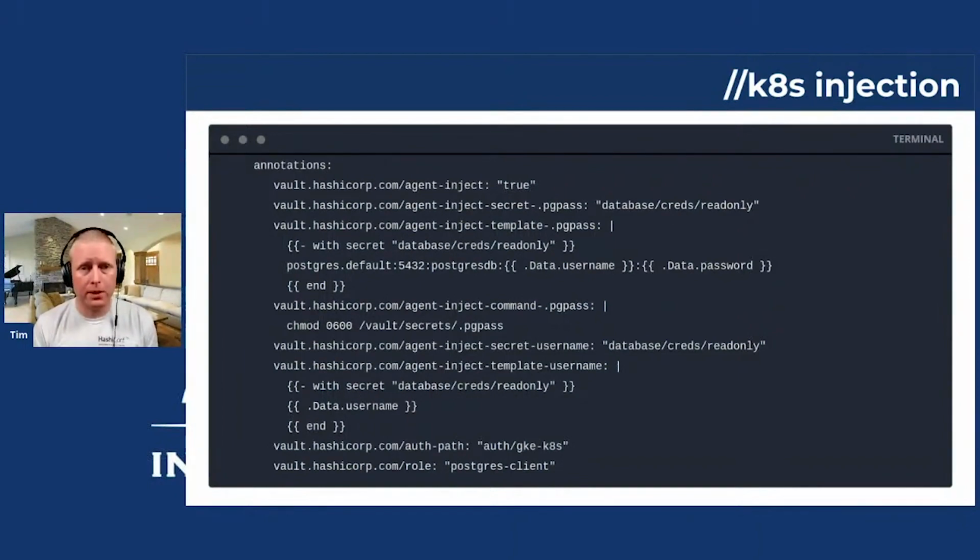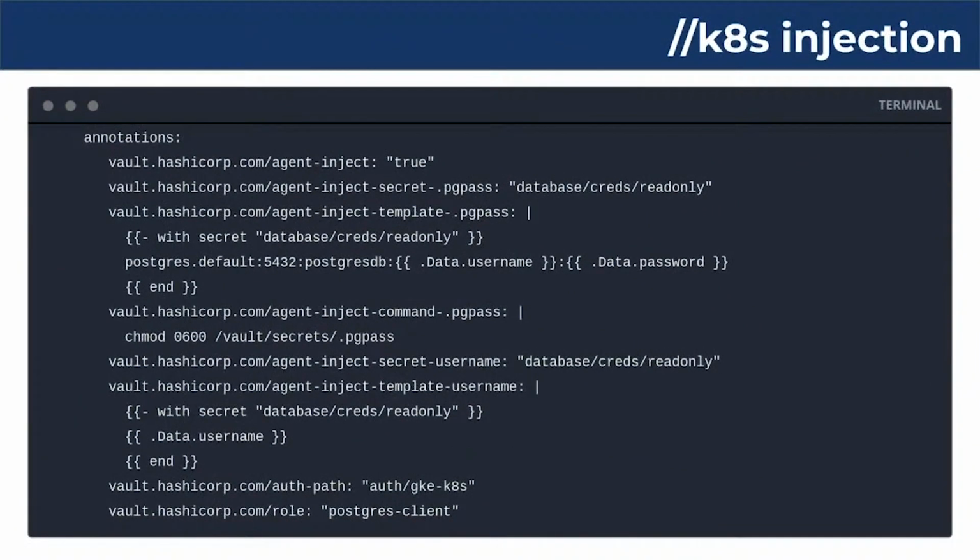And so we can see here we're doing a couple of things. One is we're specifying agent inject equals true. So we're saying we want to inject secrets into this container. Then we're defining a secret that we're going to retrieve. In our case, we're going to retrieve a database creds read-only secret. What this maps to is a specific secret that we've lit up inside a Vault that's a dynamic database secret. So this is Postgres. We've created a service account inside of Postgres that Vault can manage and create other service accounts that we're going to use for our application.